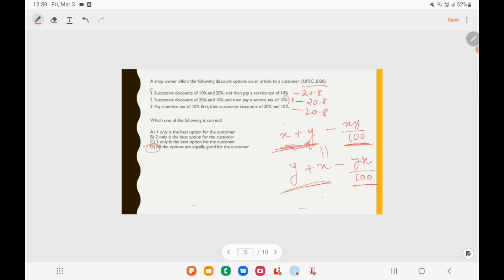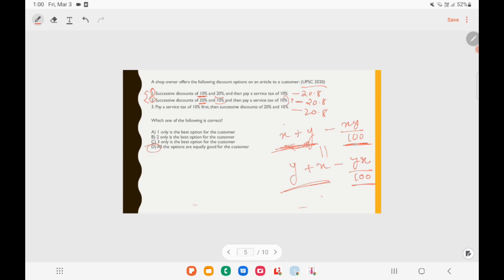So if you interchange x and y, you are going to get the same value. If you look into the first and second options, the only change in these two options is that here 10% discount was given first and then you give 20% discount. Here again in the second option, initially you are giving 20% discount, then you are giving 10% discount. That means even if you rearrange the order, as I have already told you, you are going to get the same value. So both will be the same.